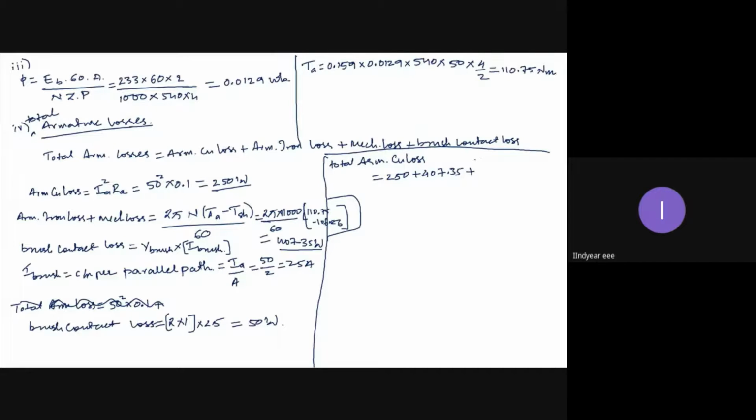Plus brush contact loss plus 50. This is equal to 707.35 watts. So this is the total losses in armature. Okay? Total losses in armature.